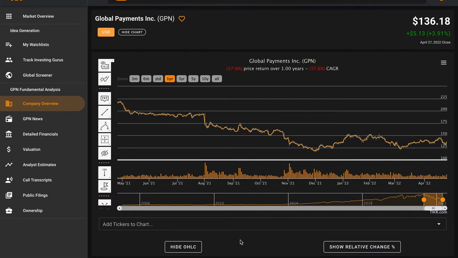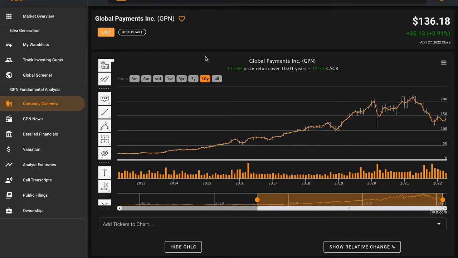In today's video, we will be performing a fundamental stock analysis of Global Payments Inc., ticker symbol GPN. This analysis is going to help us get a starting point on the company by taking a look at its underlying financials. So at the time of recording, Global Payments is trading for just over $136 a share. Their share price has been down nearly 40% over the past year.